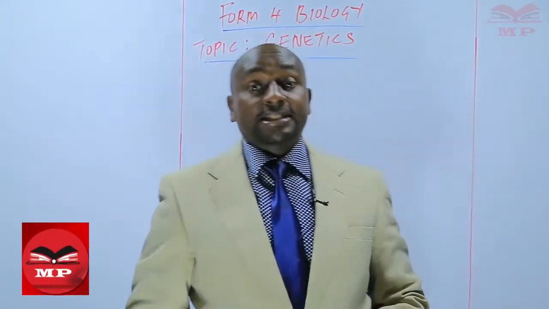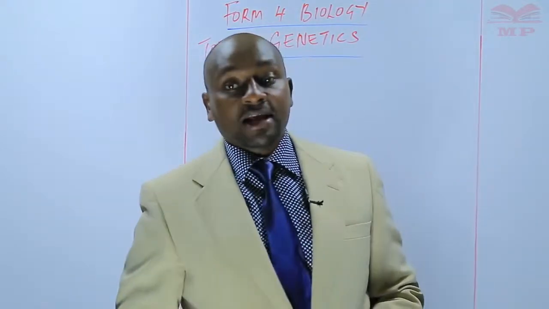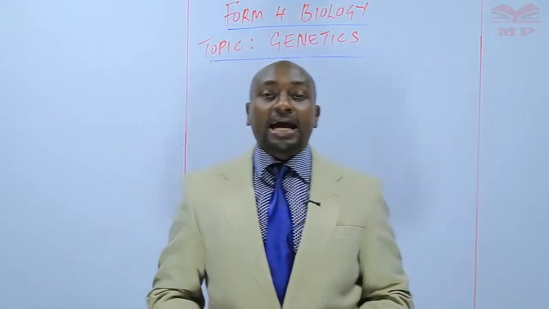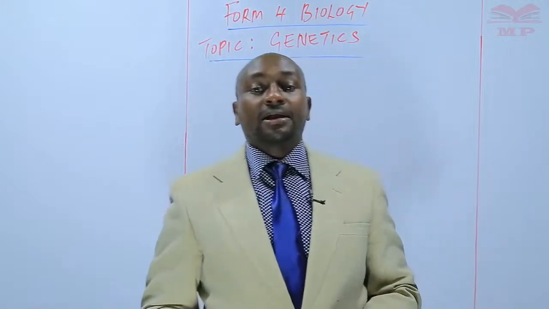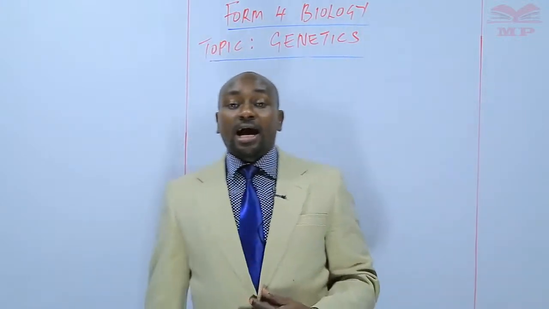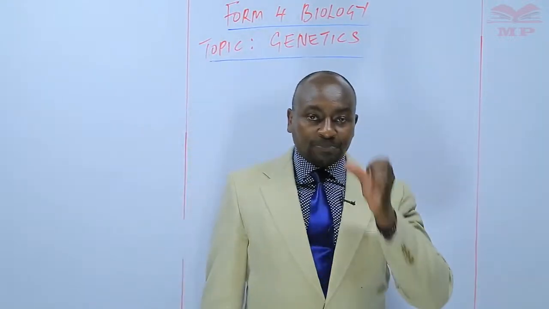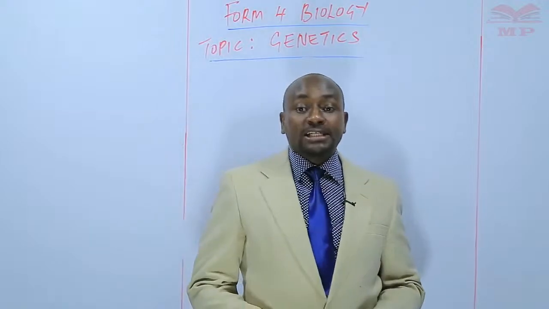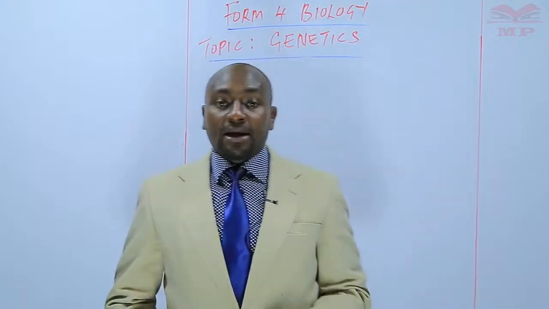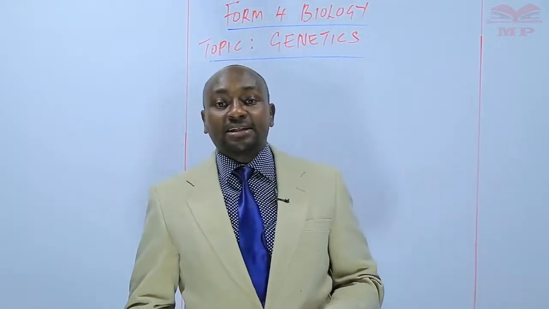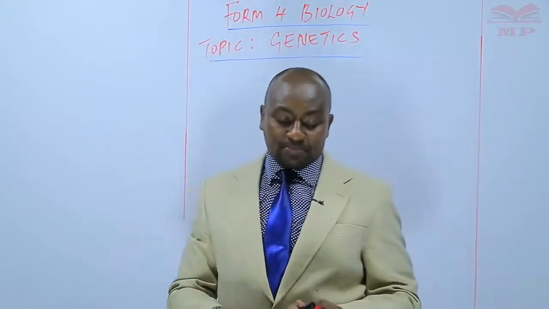We are discussing genetics. And at this point, we are going to discuss the relationship between genes and DNA. During the last lesson, we discussed the chromosome, and we said that a chromosome is a thread-like structure located within the nucleus of a cell. And that chromosome contains genetic material that is in form of DNA. And that DNA is the one that determines the characteristics of an organism.